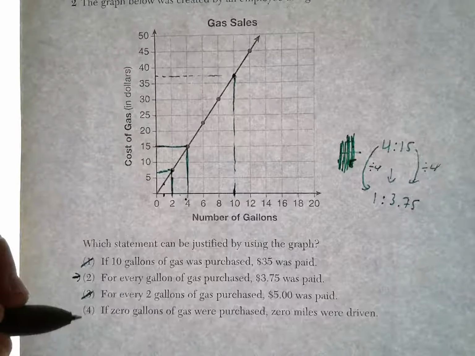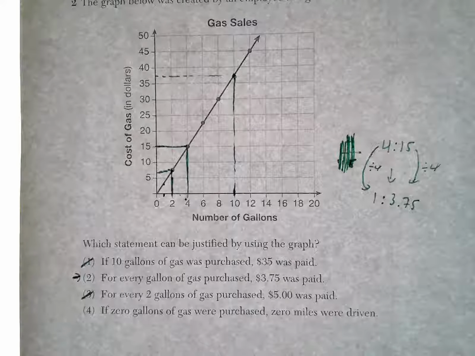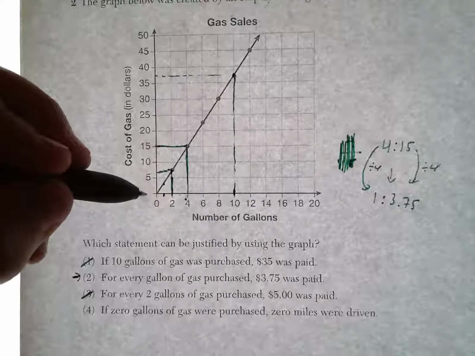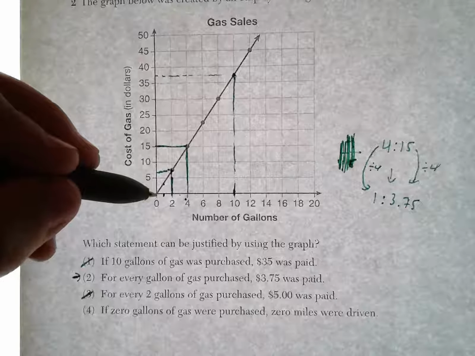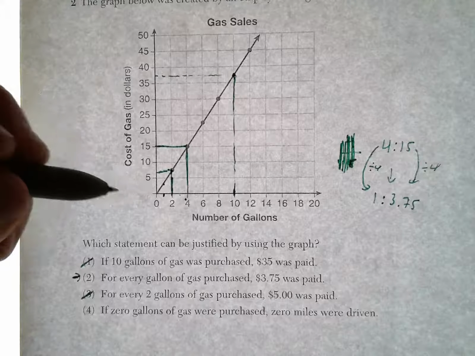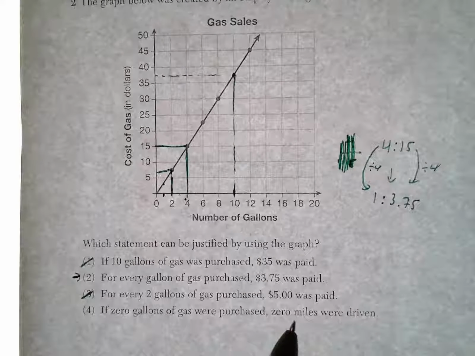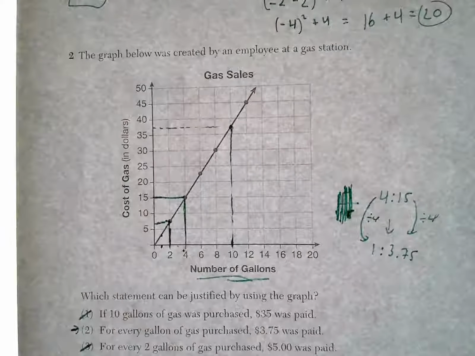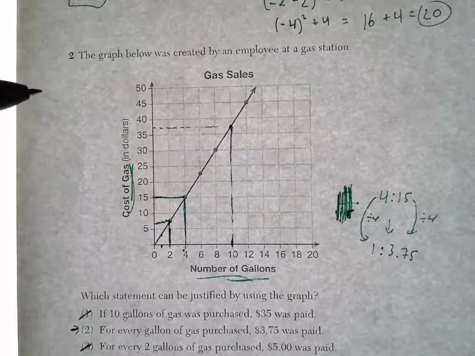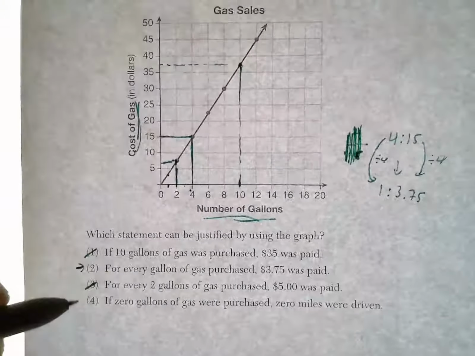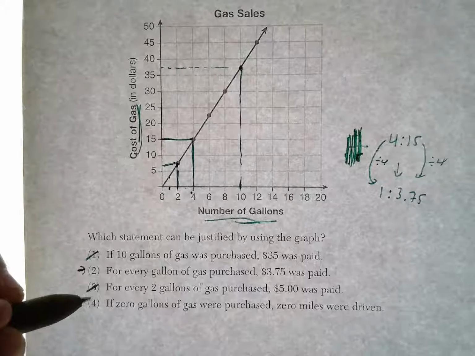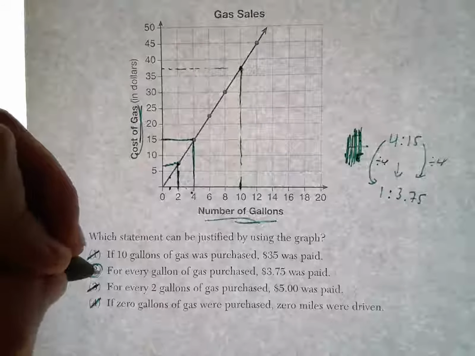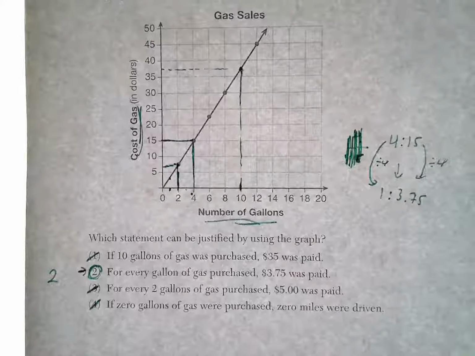4, if 0 gallons was purchased, then 0 miles were driven. So if I don't purchase gas in a day, it doesn't mean I didn't drive somewhere, right? We're not talking about driving. We're talking about the number of gallons and the cost in gas. This answer has nothing to do with the information we're given or the question that's being asked, so it cannot be answer number 4. Therefore, it must be 2 like we were thinking before. The answer to this is 2.